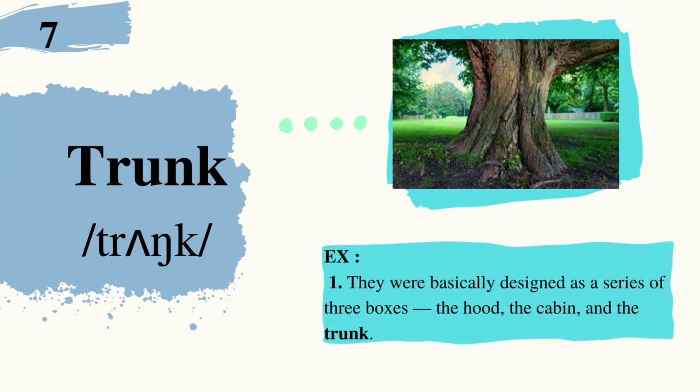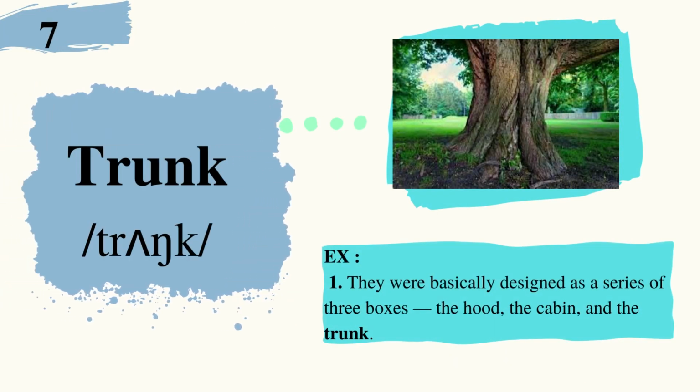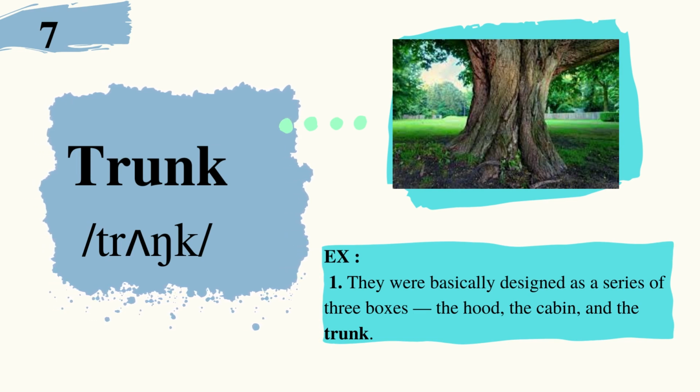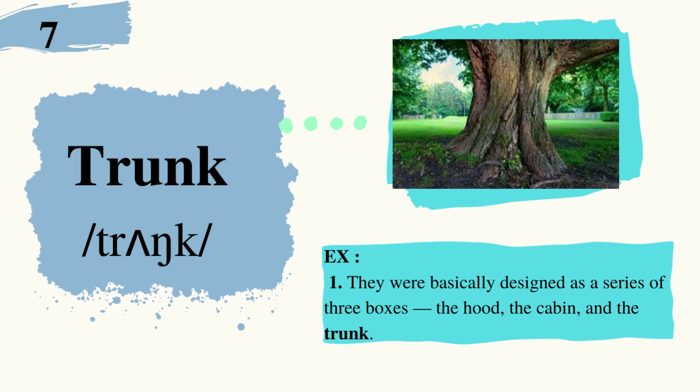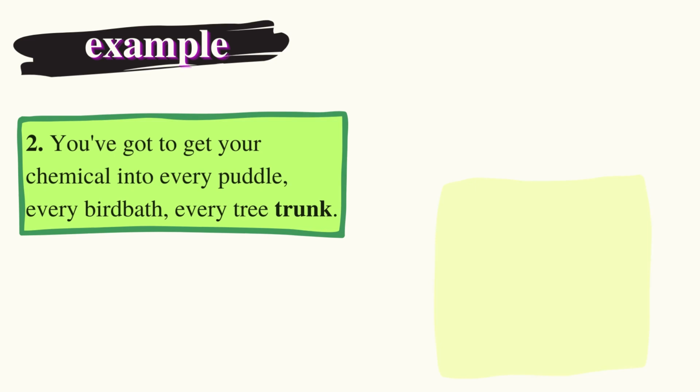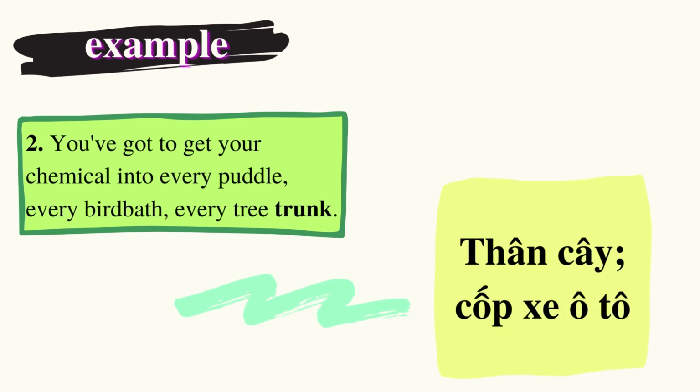7. Trunk. Example. They were basically designed as a series of 3 boxes: the hood, the cabin, and the trunk. You've got to get your chemical into every puddle, every bird bath, every tree trunk.